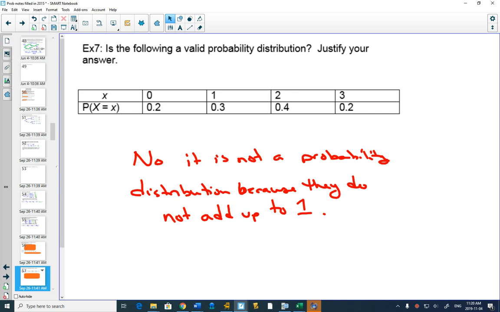So now that you've got a sense for some probability distributions, we're going to take the next 10 minutes or so. There's 3 examples left in this section, and I want you to try each of those 3. We'll go over the answers. You can work with a partner if you like, or work on your own.